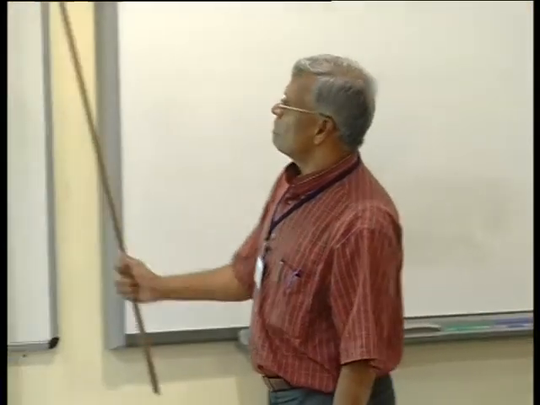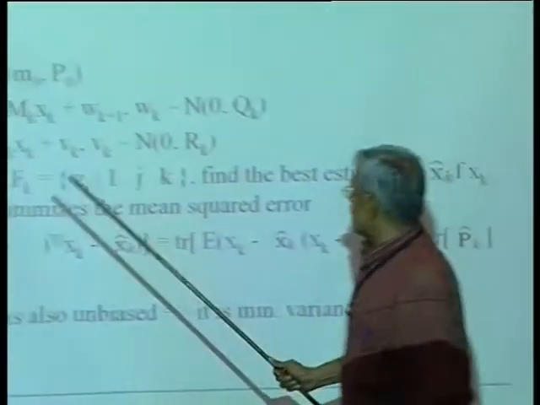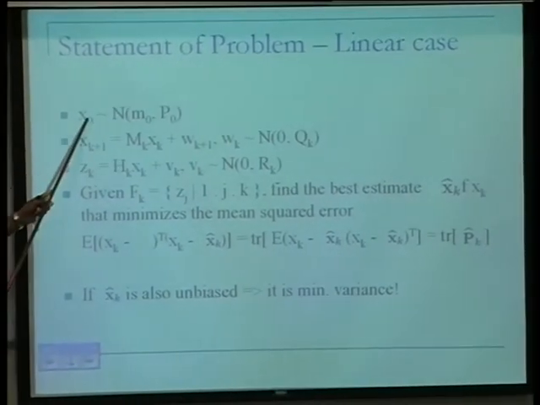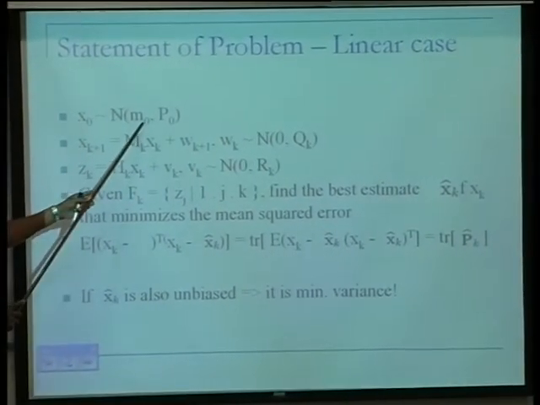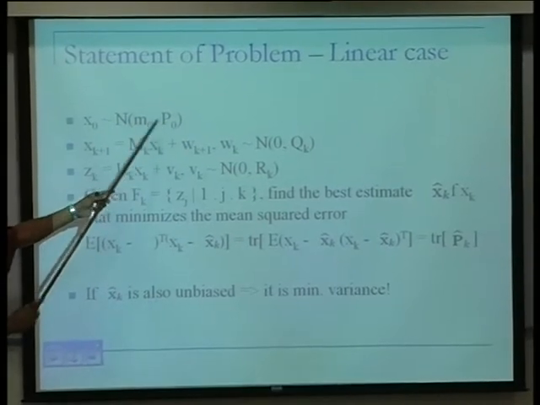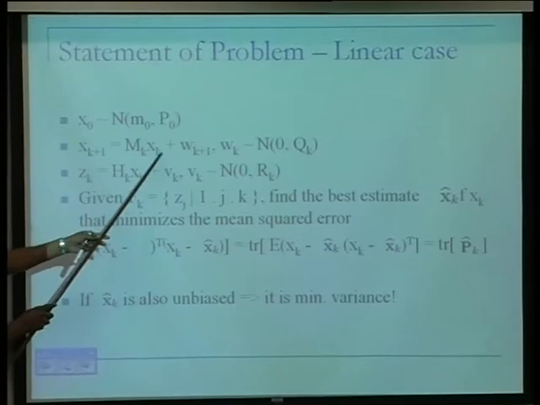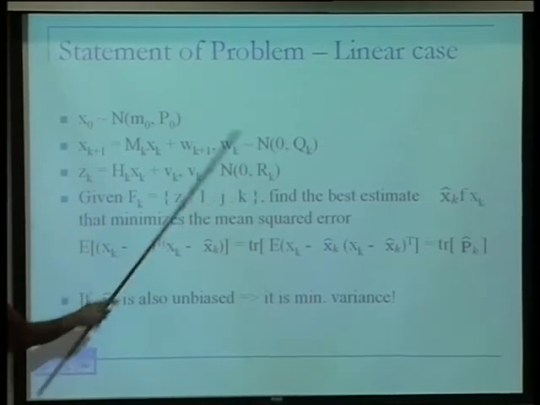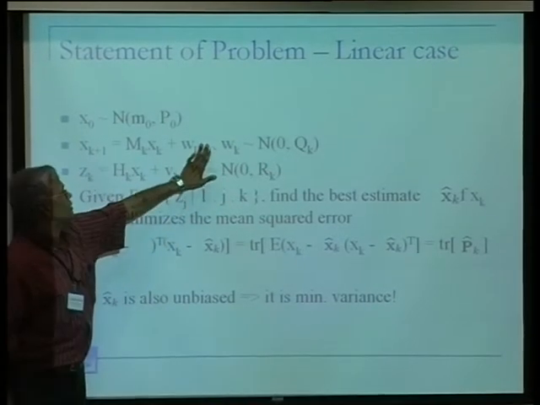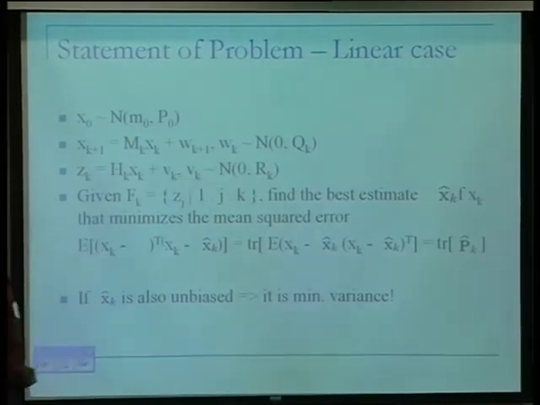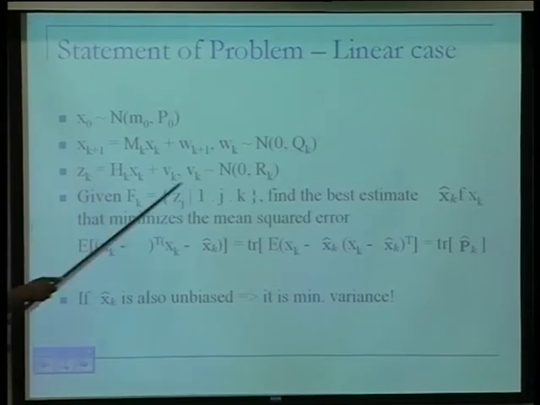Okay. Now I'm going to state the problem with the linear case. So I'm talking about the linear discrete time dynamics. The initial condition is random. It is centered around mean m naught. The covariance is p naught. My dynamics is given by the standard equations. In some textbooks they will use w_k. We prefer w_{k+1}. So it's a matter of notation. This is the linear observation.